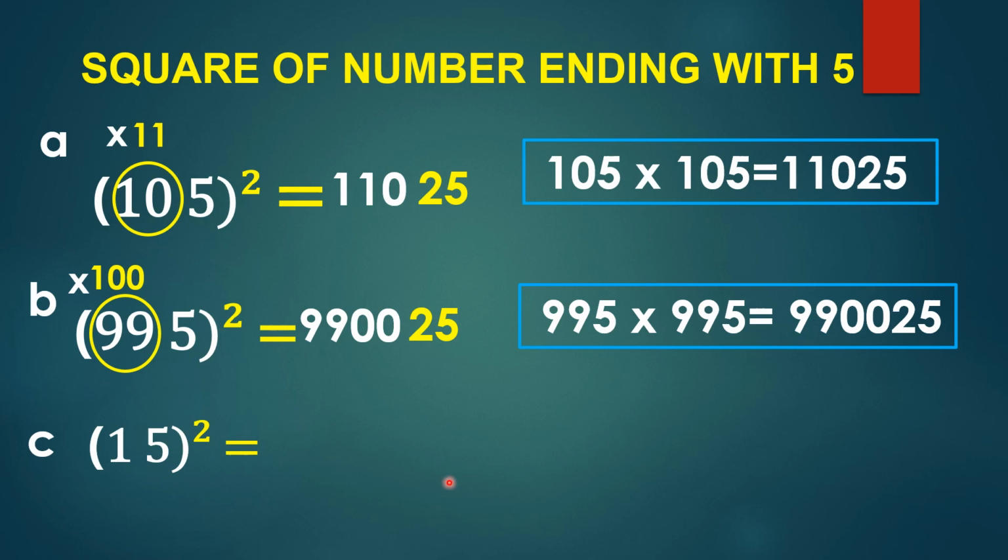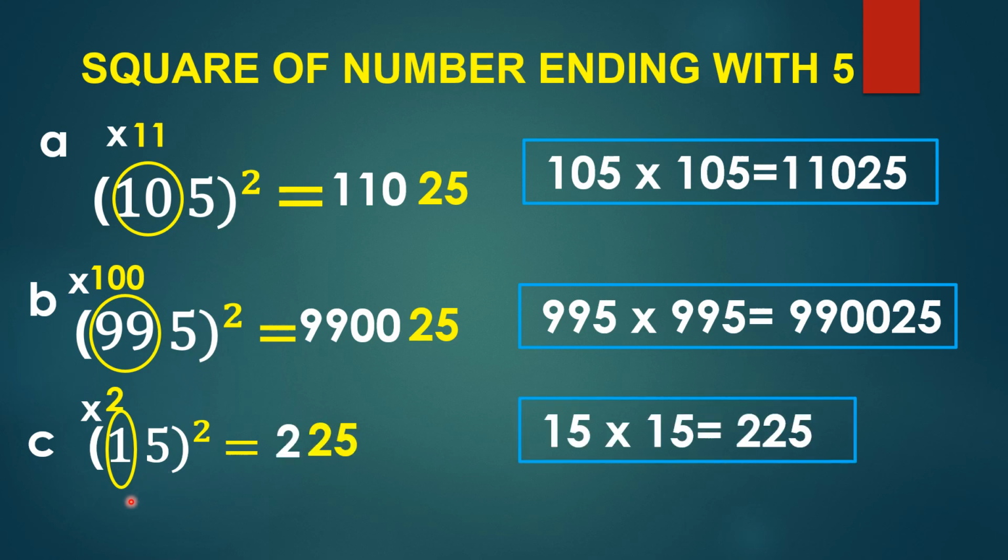Now see one more, 15 square. So as usual, first circle this number. Other than 5 from the units place, the remaining digits are what we are considering. What comes after 1? 2. So multiply, 1 2s are 2. Now 5 5s are 25. So 15 square is 225.